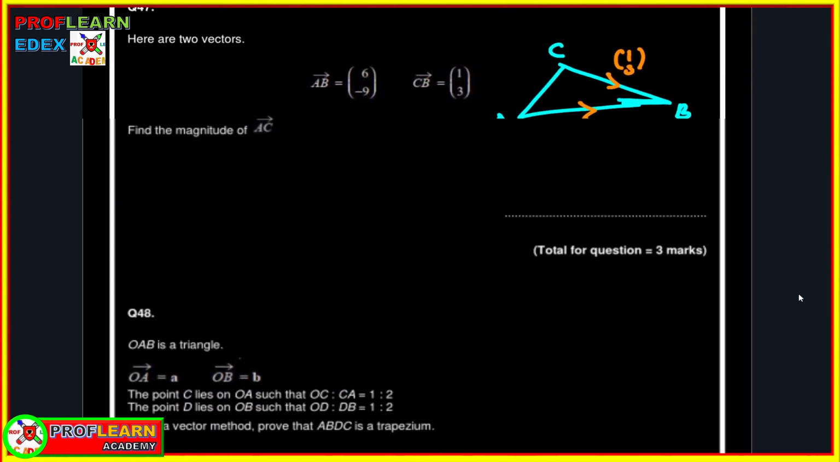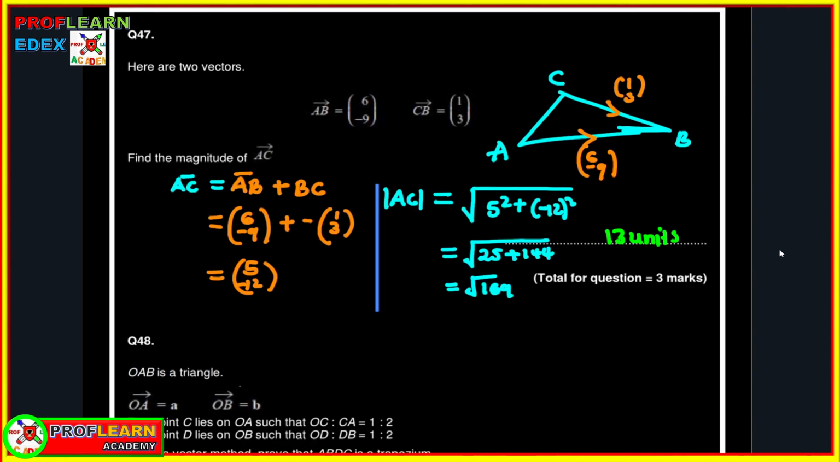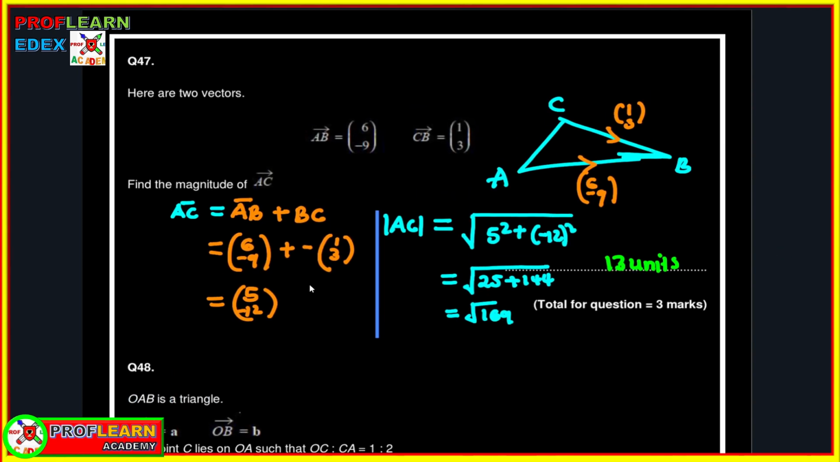So another part that is quite important that we have to look at is where you are given two vectors. For instance, we have AB as a column vector here, and CB as a column vector here. And then I decided to draw triangle ABC here so that we can use it and answer this question. So you see, we were told that AB is (6, -9), so I decided to put it here. And we have CB, and I indicated the arrow the way it was given.